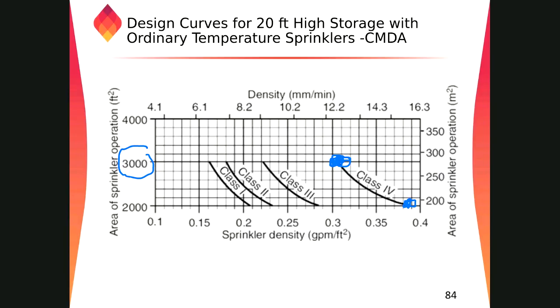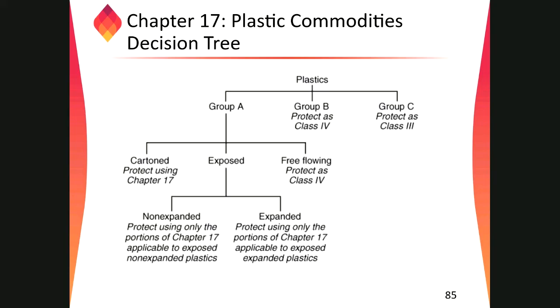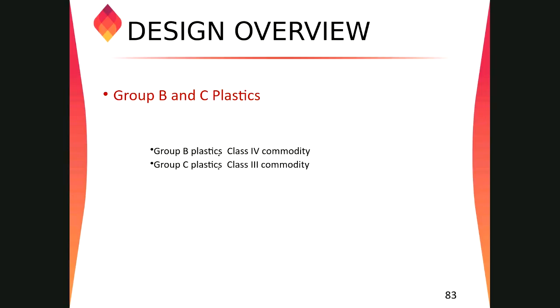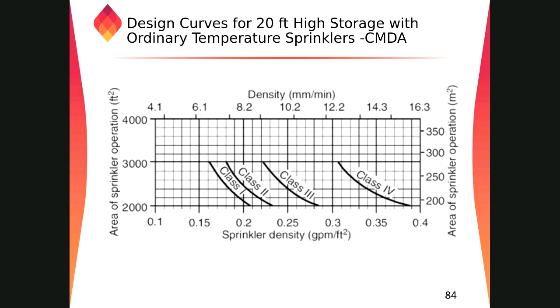Normally when you are designing the storage protection, there are different chapters for this. Those chapters start from chapter 12 all the way to chapter 21 of the NFPA handbook. Each kind of storage arrangement and each kind of commodity requires different protection methodologies. Just keep in mind, the design density curve for class 1 to class 4 is 0.2 to 0.4.